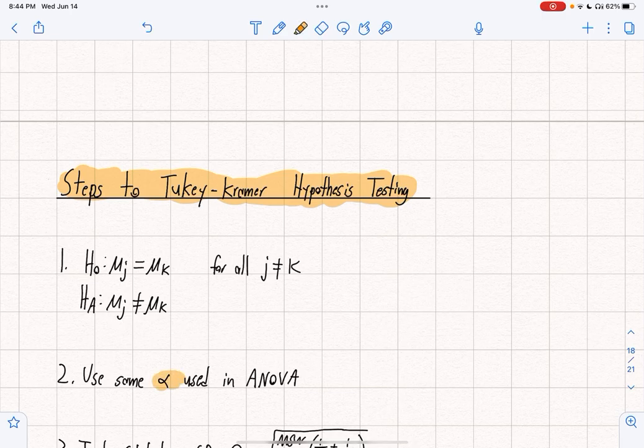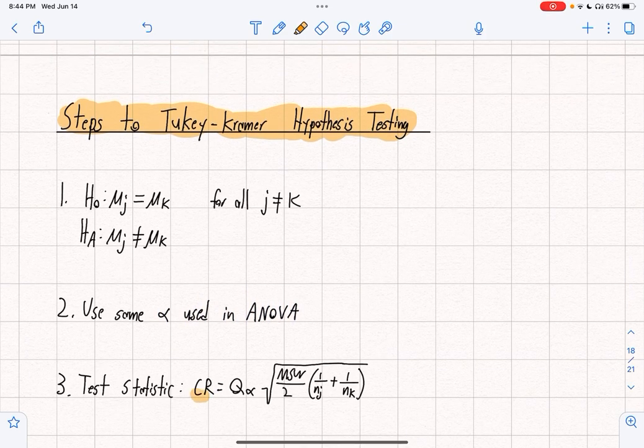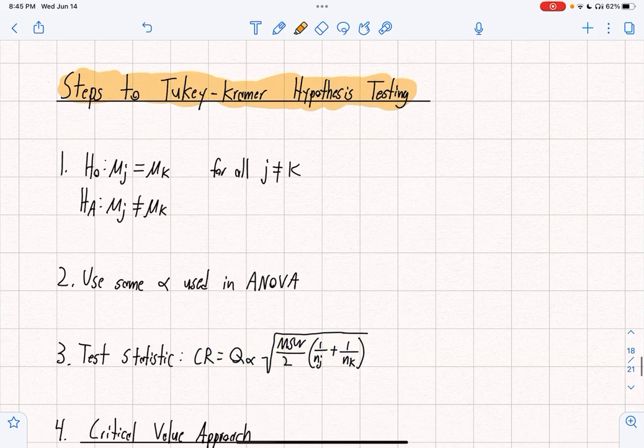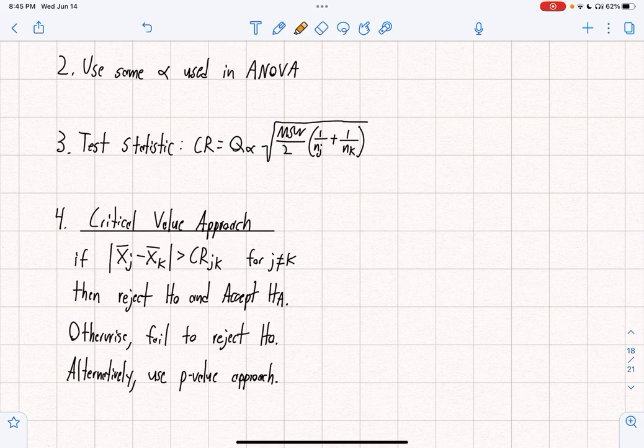Step 2 is just to use the same alpha as we used in our ANOVA analysis. Then step 3, we need to calculate this critical range value, which is calculated like this. Again, we're going to use Excel to calculate that. Step 4 would then be to use the critical value approach. If our absolute difference exceeds this CR value, then we're going to reject H0 and accept the alternative. Otherwise, we fail to reject H0. If this difference does not exceed the critical range, then we would fail to reject. Alternatively, we can use the p-value approach, which is the same approach that we've used many times before. If the p-value is less than alpha, we reject. If the p-value is greater than alpha, we fail to reject.